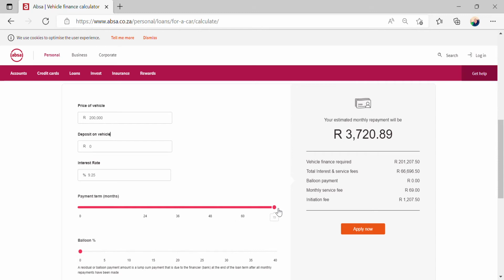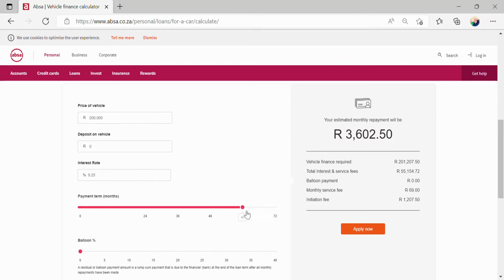Today's video is more about the finance calculator. So we are going to consider three aspects of the finance calculator: the payment term, the balloon payment, as well as the interest rate. This is CarWiz.